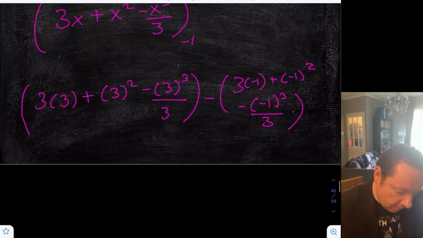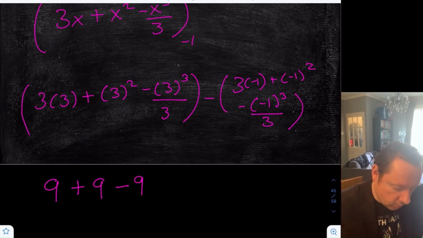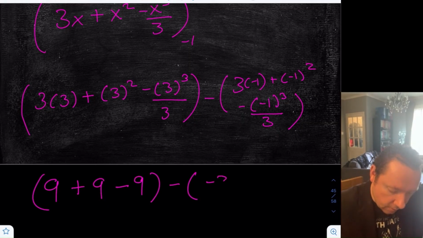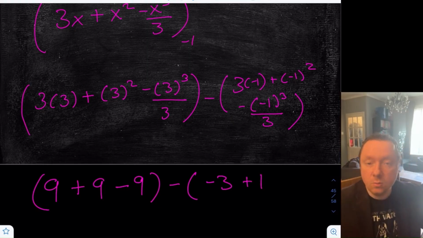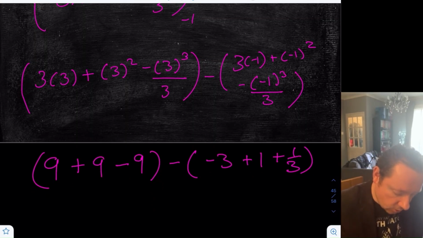3 3s is 9. 3 3s is 9 again. 3 cubed is 27 divided by 3 is also 9. So our first bracket becomes this. Minus our second bracket, minus 3. Minus 1 squared is plus 1. Minus 1 cubed is minus 1, times minus 1 is plus 1. So we get to here quite quick. 9 plus 9 minus 9 is just 9. Minus 3 plus 1 is minus 2.